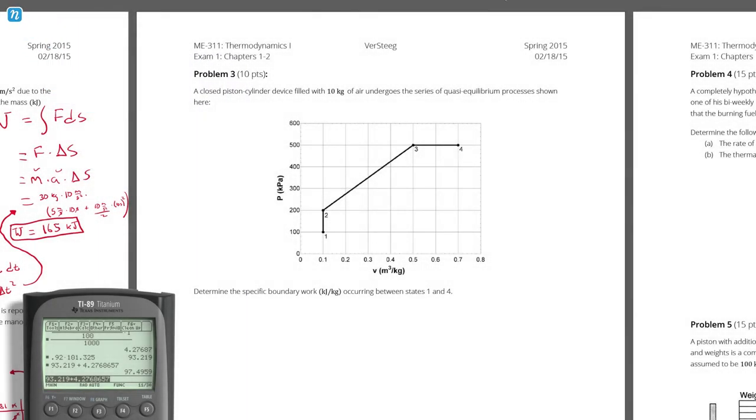Problem 3. A closed piston cylinder device filled with 10 kilograms of air undergoes a series of quasi-equilibrium processes shown here. Determine the specific boundary work in kilojoules per kilogram occurring between states 1 and 4.